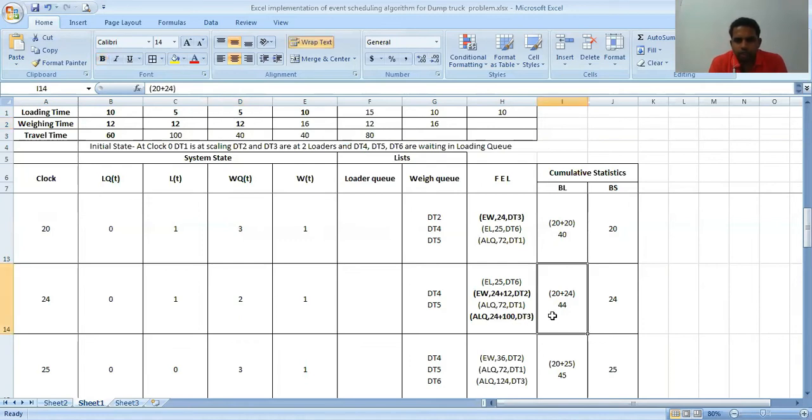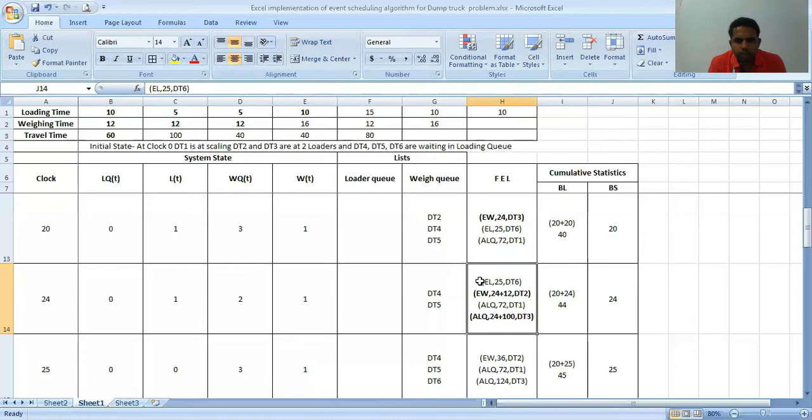And see here, what is the concern? One of the loaders was busy up to the 20th clock time, and another loader is still busy, therefore it's going to be 24. So it's 20 plus 24. From here, the situation is different. So 20 plus 24, the value is 44. The total time the loaders were busy is 44. And the scaling machine is busy up to this clock time, therefore it's going to be the remaining 24.